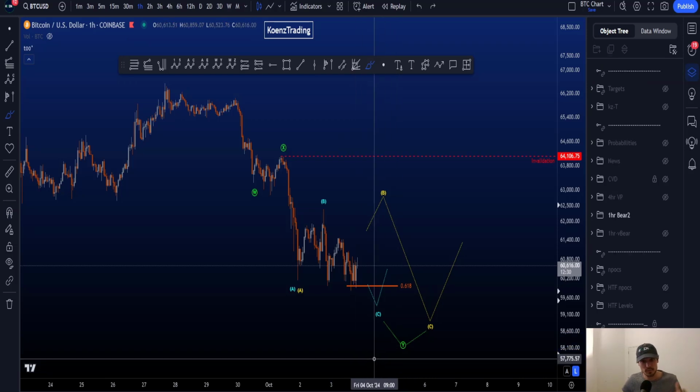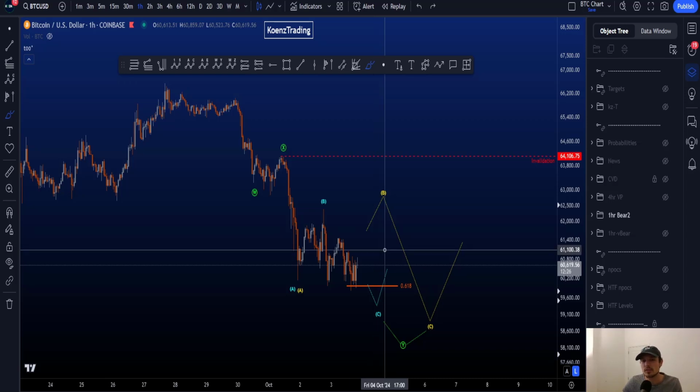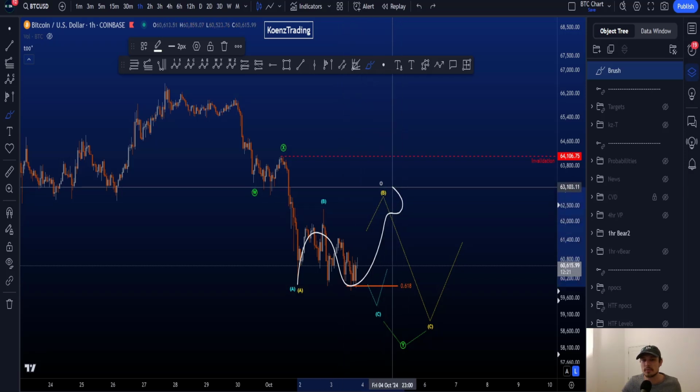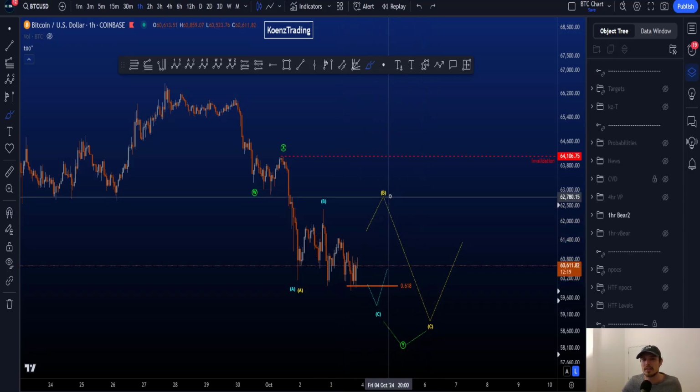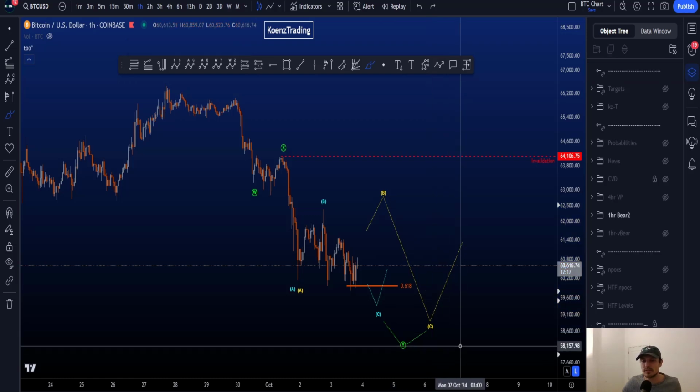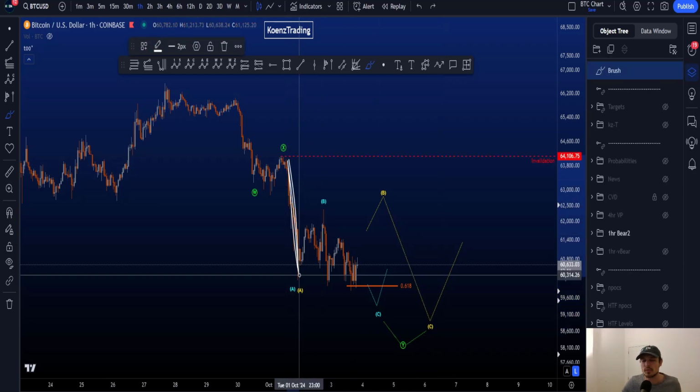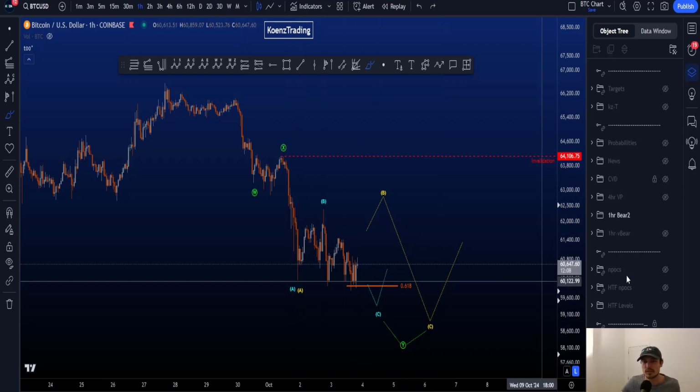So preferably, in a WXY double zigzag, you get the yellow structure, where you are looking at this structure here as a bigger wave B, and then you get a wave C to the downside, where wave C is a solid length in price, similar to the length of wave A, which is what you prefer to see.